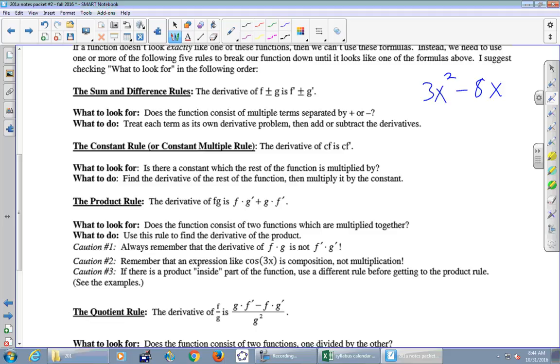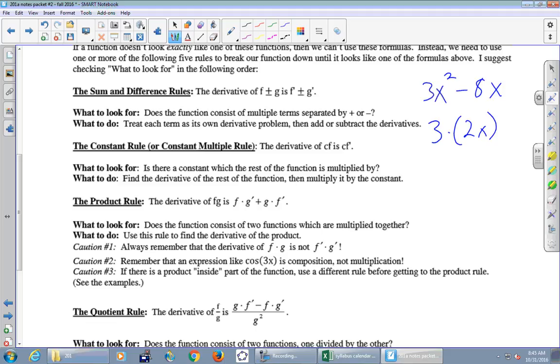Okay, after that, we're looking for constant multiples. The derivative of a constant times a function is the constant times the derivative of the function. I did that up here. What's the derivative of 3x squared? It's 6x, but you did a constant multiple rule. What is it really? It's 3 times the derivative of x squared. So you know the constant multiple rule so well that you might forget that you are applying it.